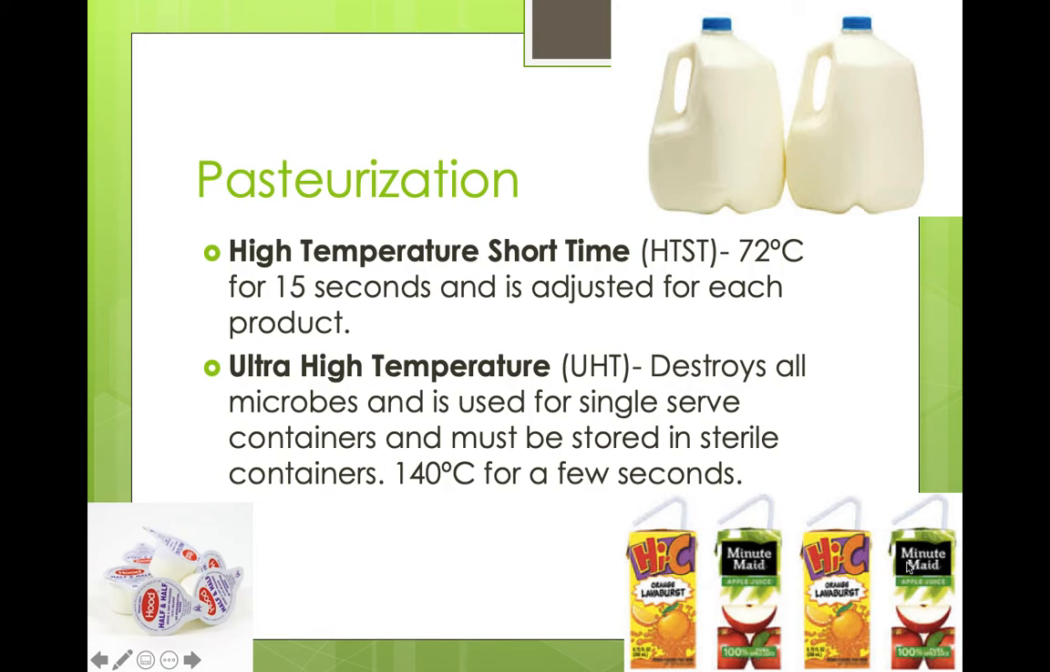Things like juice boxes. Things that are high temperature short time, you have to refrigerate them, keep them cool to keep bacteria from growing in them. If you don't, the bacteria grow back very quickly because there's still bacteria inside of them. They're disinfected. Now, ultra high temperature is sterilization. You put them in sterile little plastic packages, sterile little plastic or paper boxes over here.